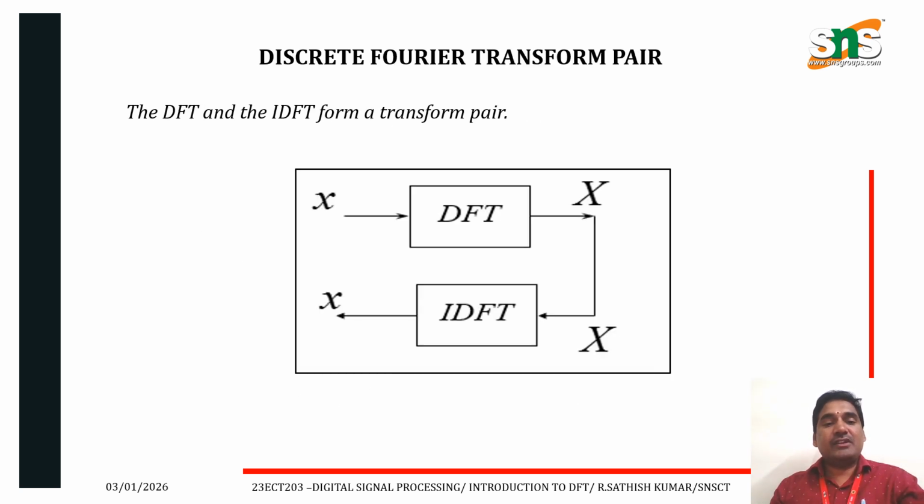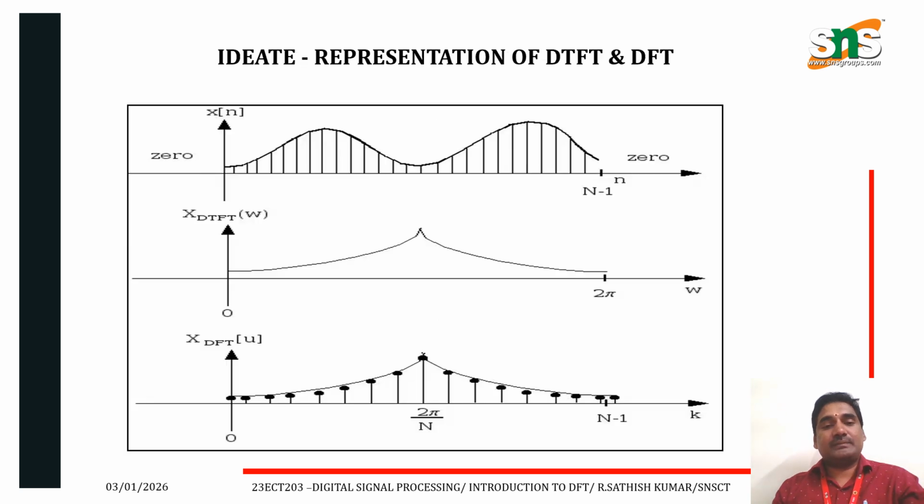Next one, discrete Fourier transform. See, DFT and IDFT form the transform pair. When x of n is applied to DFT, we get capital X of k. The same capital X of k can be applied to the inverse discrete Fourier transform, and we get small x of n. Both DFT and IDFT form the transform pair.